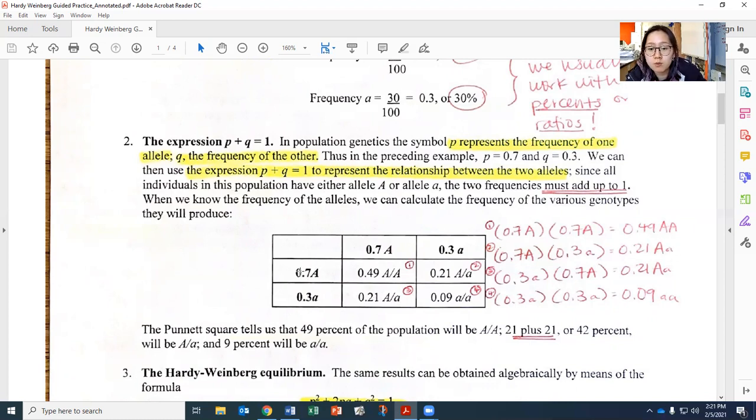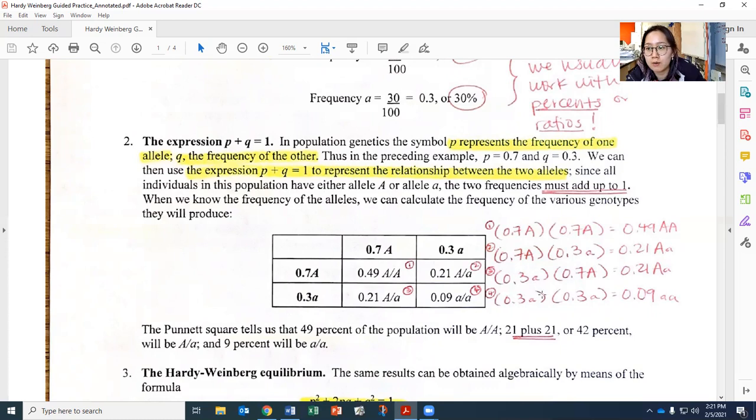But there's a second one over here. So that's going to be 0.7 capital A from here on this row, and this column 0.3 lowercase a. And then you also get 0.21 capital A lowercase a for heterozygous. So technically, when you do your heterozygotes, you would be adding them together because capital A lowercase a, whether it's 0.21 here or 0.21 here, it's the same genotype. So you would add them together in the end.